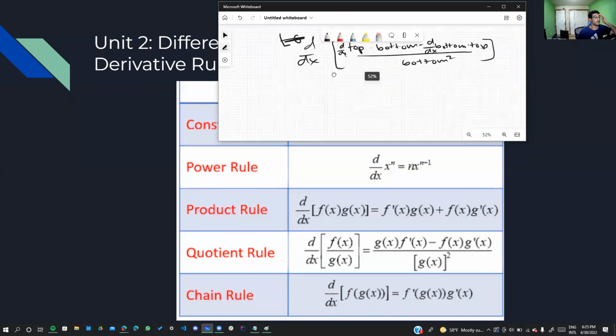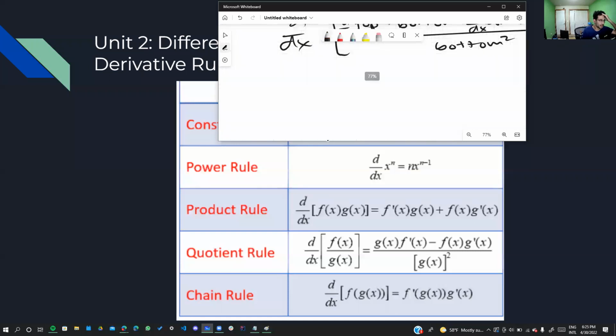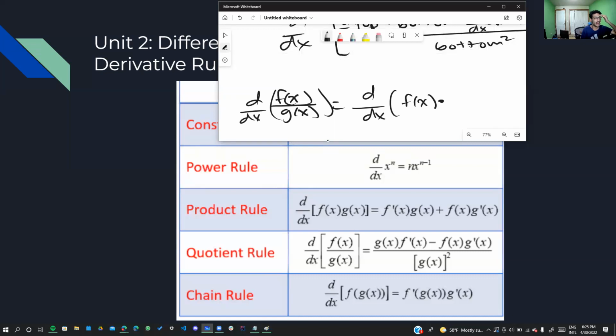But there is another fascinating way to think about it. So let's just say you had f of x over g of x, right? Now, if you want to take the derivative of this, you can actually be pretty smart about it. You can say, okay, well, over g of x, that's basically saying f of x times 1 over g of x, right? And what do we have here? We have a product.